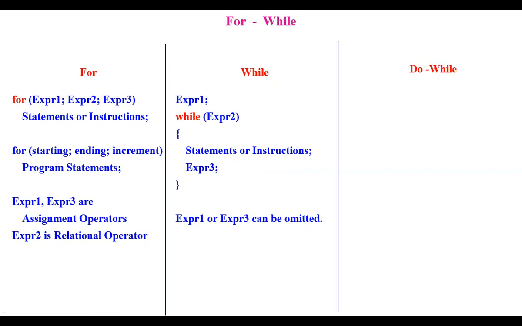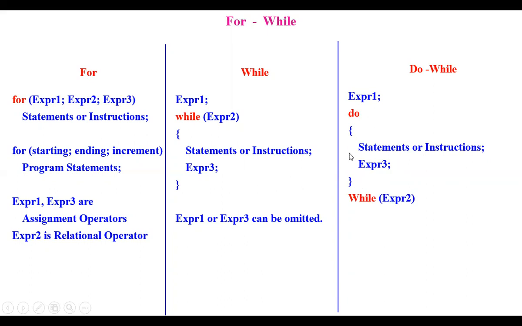Now, in the do while loop, the expression 1, again initialization, is done prior to the beginning of the do while, and do starts here, and in the loop we get the required statements, and the expression 3, that is incrementing, also comes here within the loop. And the testing condition comes after the curly brackets, while, right? So the testing is done here.